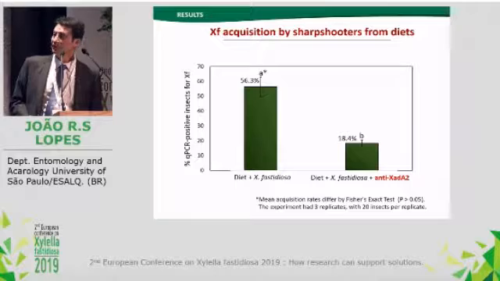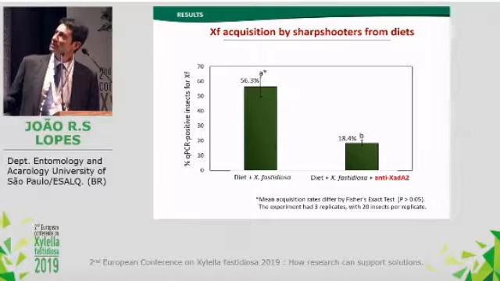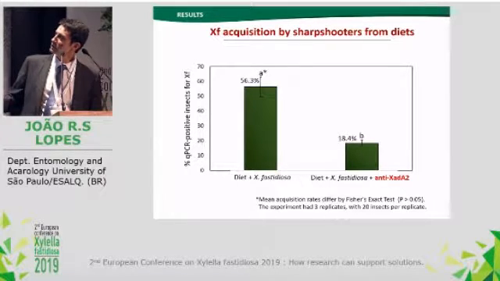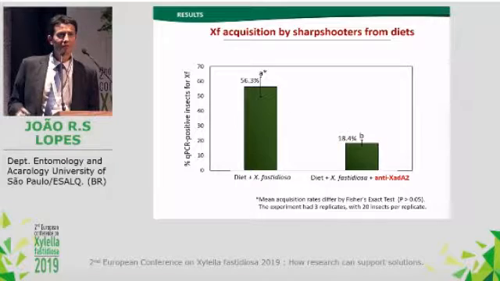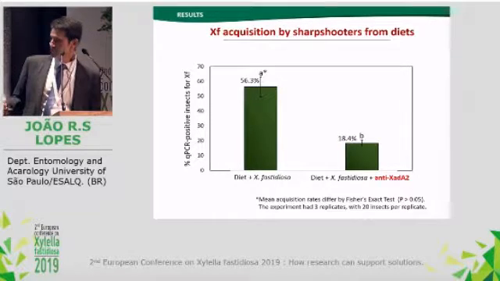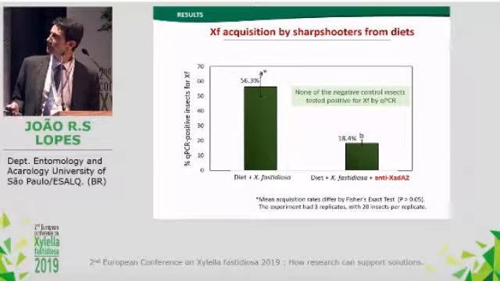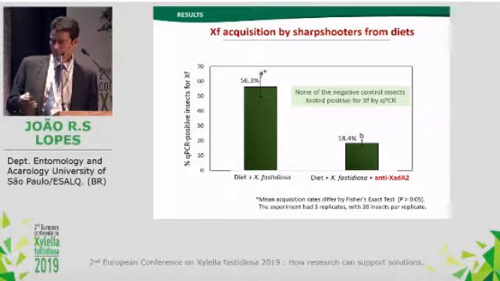And here are the effects on acquisition rate. So this is the proportion of insects that turned out to be positive by PCR for Xylella fastidiosa. So when you have only Xylella fastidiosa in diet, you get like 56% on average of acquisition of positive insects. But if you add the antiserum, you get a 3-time reduction in this rate, up to 18% on average. So there is an effect on acquisition rate, and none of the negative control insects tested positive, which was important.